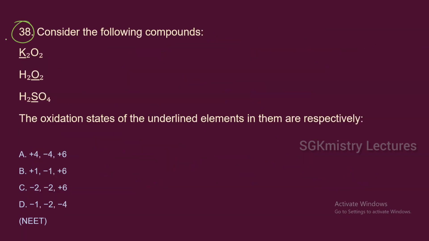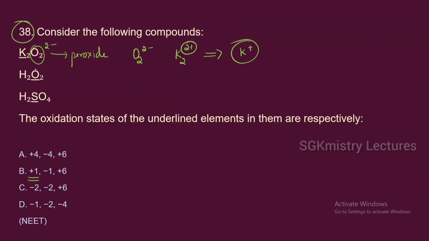Next, question number 38. Consider the following compounds. The oxidation state of the underlined elements in them are respectively. So here K2O2. This is a peroxide. So peroxide is O2 2-. So here K2 will have 2+. That means, if you're talking about 1 K, potassium will have only plus 1 charge. So 2 potassium atoms will have 2+ charge, so 1 potassium will have only 1+ charge. So we have plus 1 here.